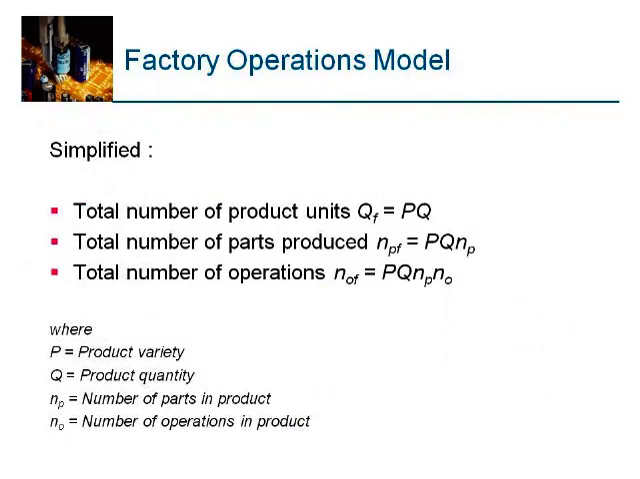If you want to calculate the total number of operations for this product, we can easily calculate that, and you can see how complex it is. If P is the product variety and Q is the product quantity, NP is the number of parts in the product, and NO is the number of operations in the product, then NO multiplied by NP, multiplied by Q and P, gives you the total number of operations. The total number of products is QF equal to P into Q, and the total number of parts produced is NPF equal to PQ into NP. So this is a factory operations model of the number of operations required for a product.